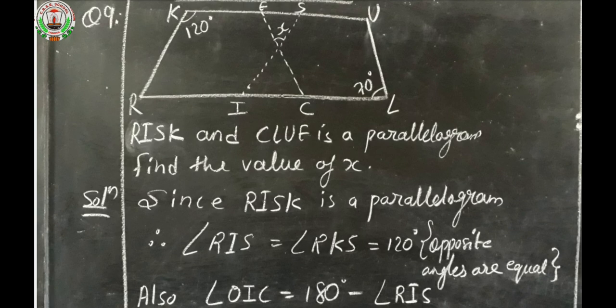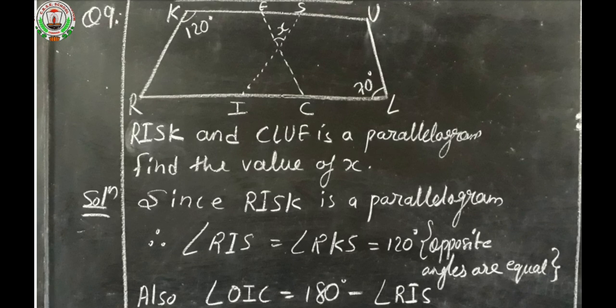Angle I and angle K are the short names of angle RIS and angle RKS. Both the angles will be equal. Why is it so? Because according to the property of the parallelogram, opposite angles are equal. That's why both the values will be equal to 120 degrees. Okay. Now in the same way, we also have angle OIC. You can look in the figure.